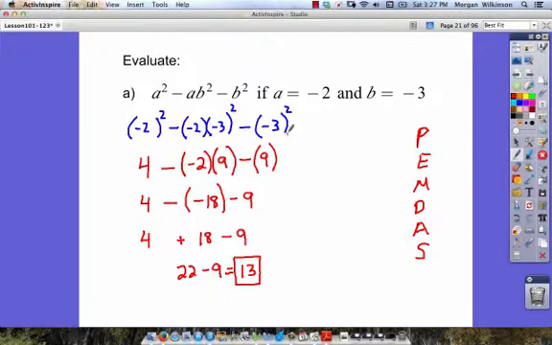Key things in this problem are using parentheses before you substitute a value in, and making sure you work in the correct order of operations. Specifically in this problem, meaning you do your exponents before you do any multiplication or division.